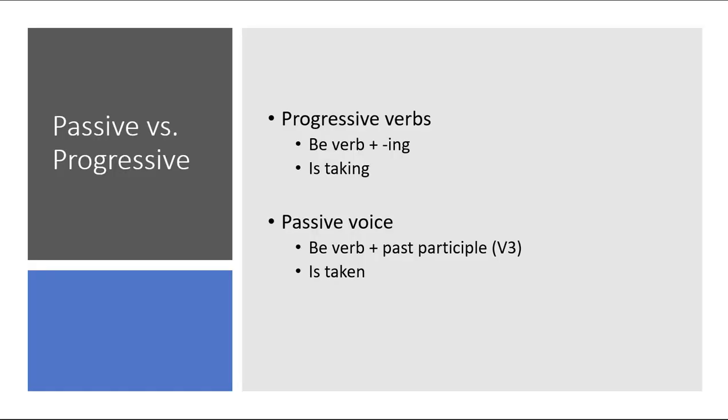The progressive tense uses the be verb. However, progressive tenses have a present participle, not a past participle. What does this even mean? Well, let's take a look at the examples. For progressive verbs, you have a be verb and then an ing, as in taking. For a passive voice, you can have a be verb and then a past participle, in this case, taken.